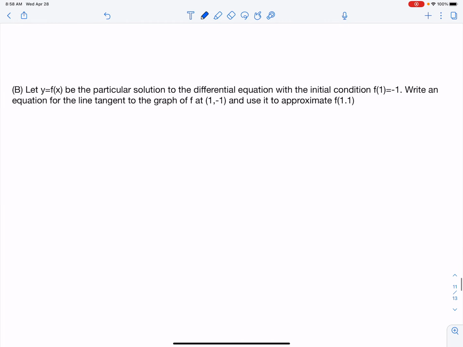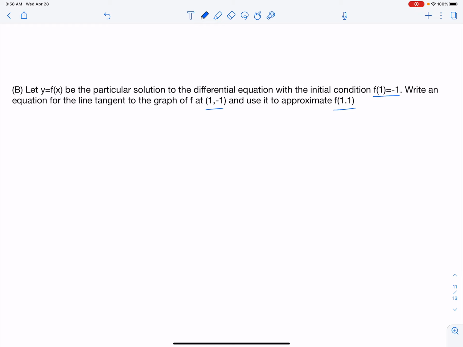For this question, they say, let y equal f of x be a particular solution to that differential equation, and then they give us the point (1, -1). We want to write an equation of a tangent line at that point, and then use it to approximate. So we're basically doing linear approximation.